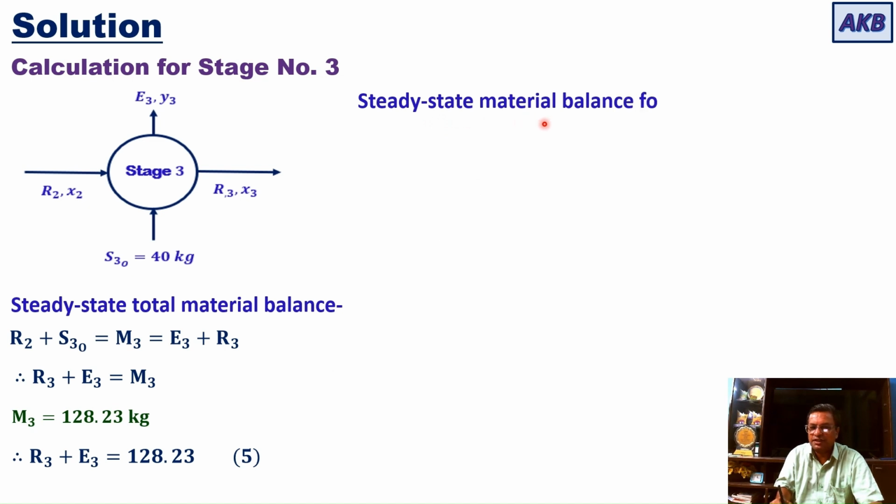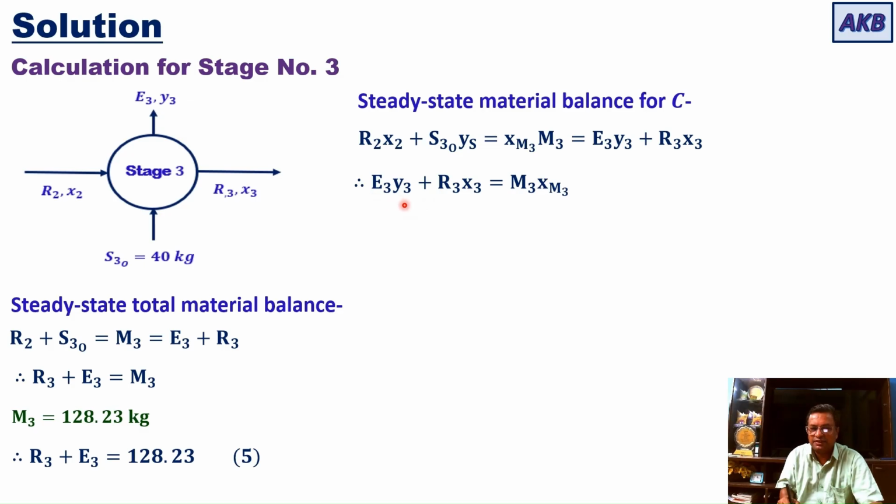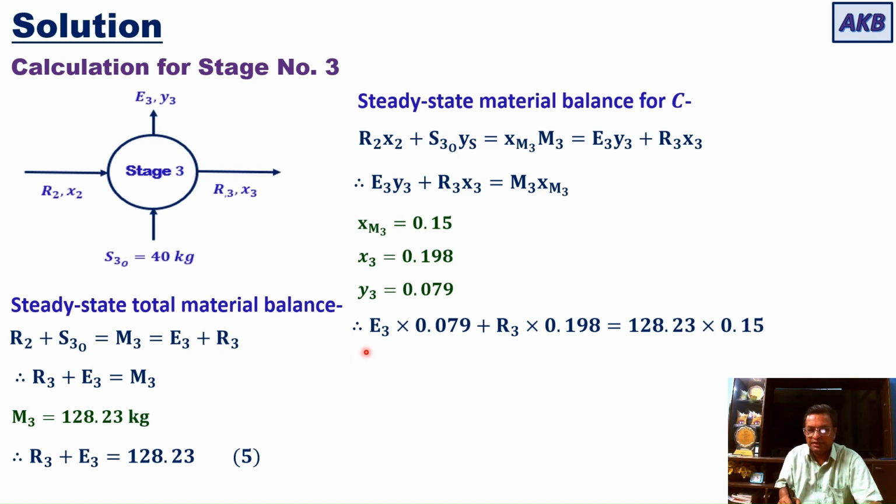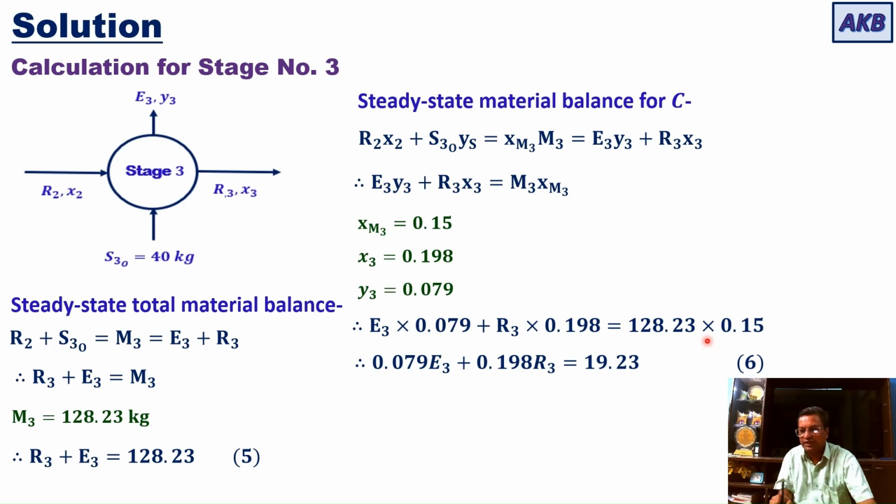And then I'll be writing the steady state material balance for solute C. It will be R2X2 plus S30 into Ys, that is equal to XM3 into M3, that is equal to E3Y3 plus R3X3. Then I can write E3Y3 plus R3X3 is equal to M3XM3. XM3 is 0.15. We obtained it earlier. X3 is 0.198. Y3 is 0.079. So when I use this, I will get E3 into 0.079 plus R3 into 0.198, that is equal to 128.23 into 0.15. That is 0.079 into E3 plus 0.198 into R3 is equal to 19.23, because 128.23 into 0.15 is 19.23. I am calling it equation number 6.